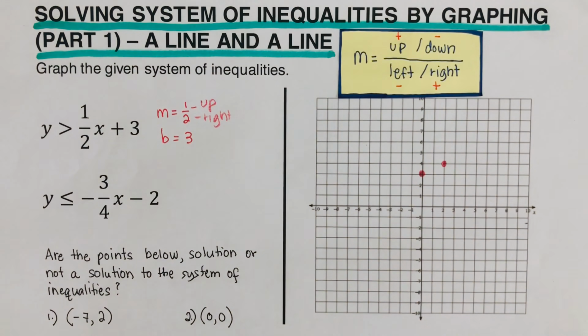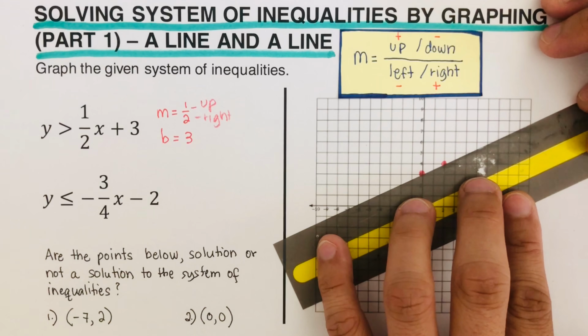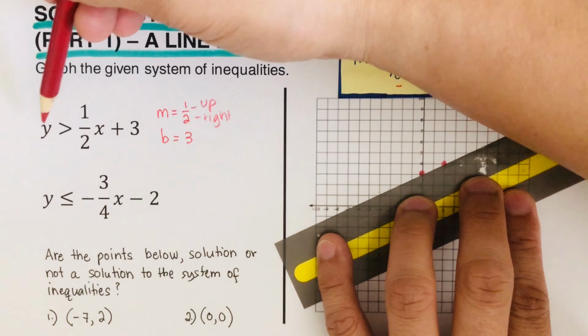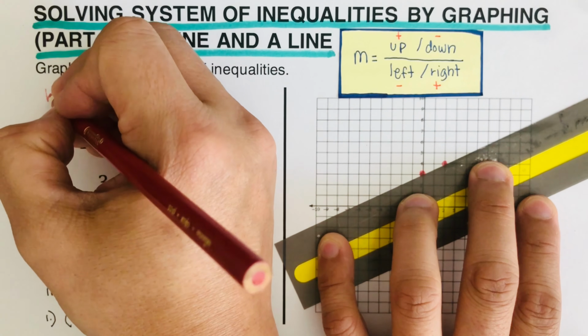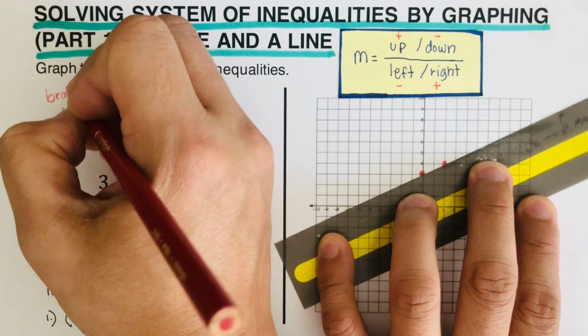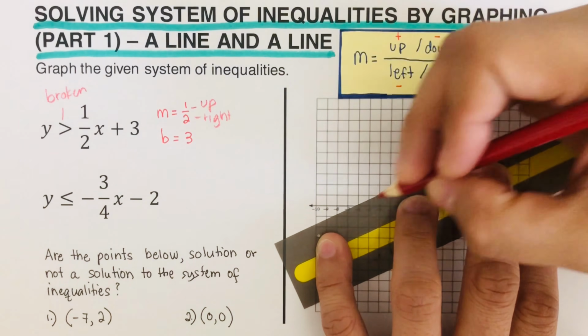So what we are going to do now is connect these dots together, and we are supposed to use a broken line. The reason why it's broken is because there is no bar underneath. So this is a broken line. So I will draw the broken line.